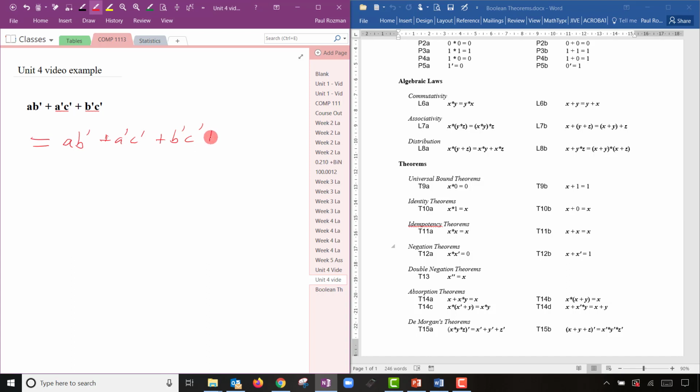I'm just going to throw an extra 1 in here because I can. Anything and 1 is itself, so I can always just and with 1. That's theorem 10a. I'm going to write that down as my reason for this step. Now here's where the real magic comes in. I'm making this expression worse in order to make it better.